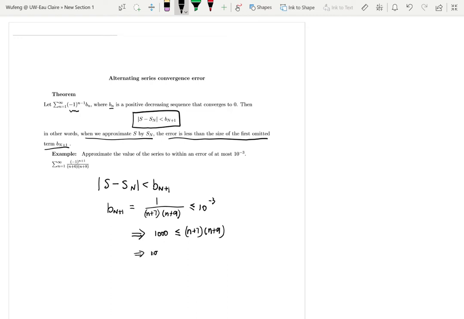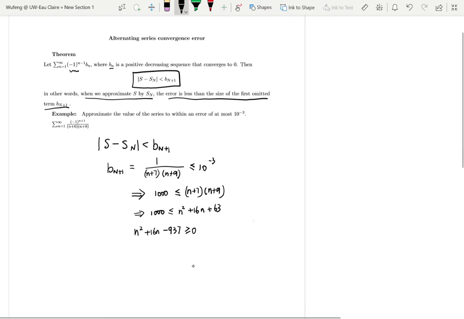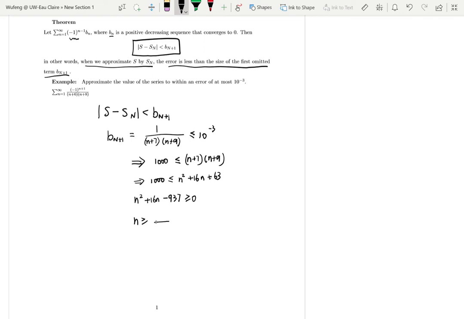So you get 1000 is less than or equal to n squared plus 16n plus 63, and so n squared plus 16n minus 937 is bigger than or equal to 0. So you solve for n, this is an inequality. n is bigger than or equal to negative 16 plus the square root of 16 squared minus 4 times negative 937, all over 2, which is equivalent to 23.64. Okay, so therefore, we estimate we need n equals 24.